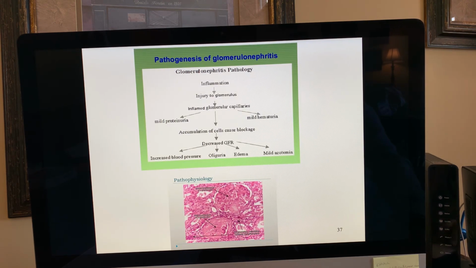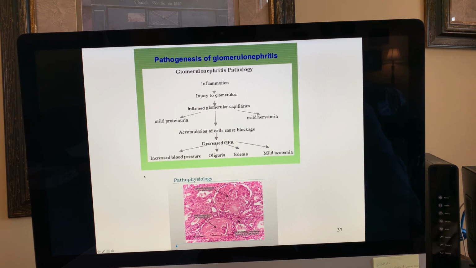This is the pathology of glomerulonephritis. Again, some type of injury to the glomerulus. What you see when the glomeruli are injured is that normally proteins can't get into the glomerular capsule, but if they're damaged, they can. You end up with proteins in the urine, or proteinuria. You end up with blood cells getting into the urine, or hematuria. Those inflamed glomerular cells block the glomeruli, decreasing the glomerular filtration rate, which causes multiple problems associated with that.